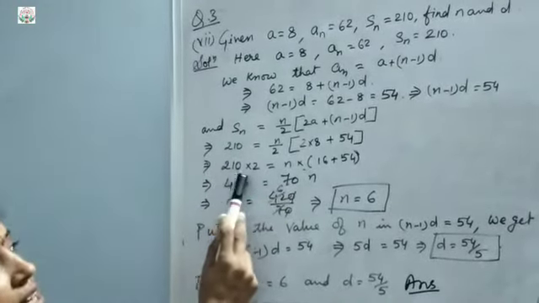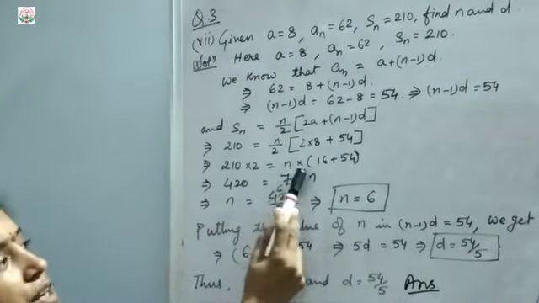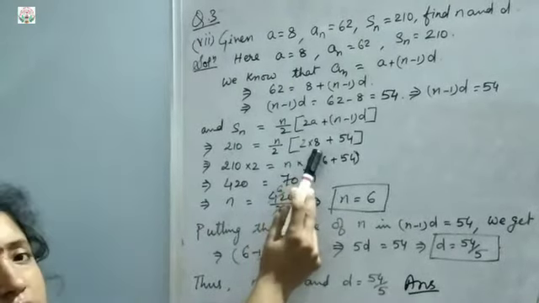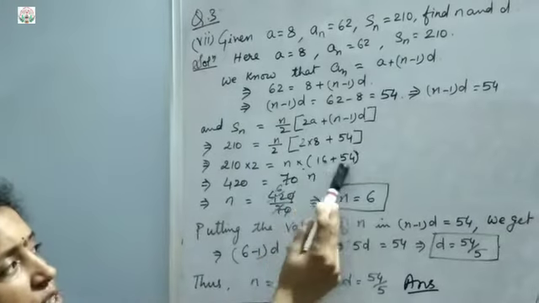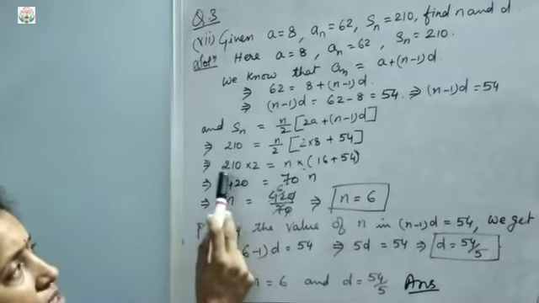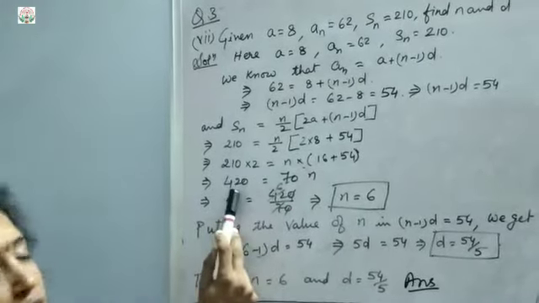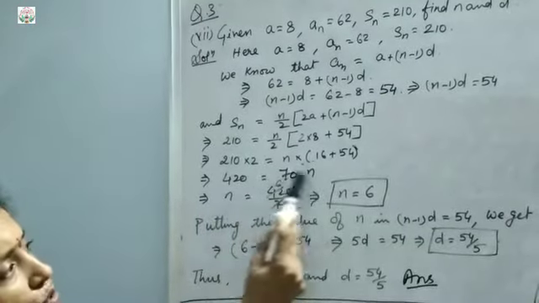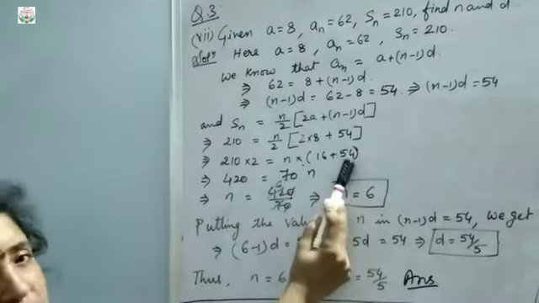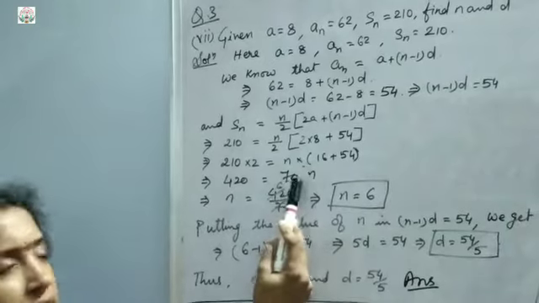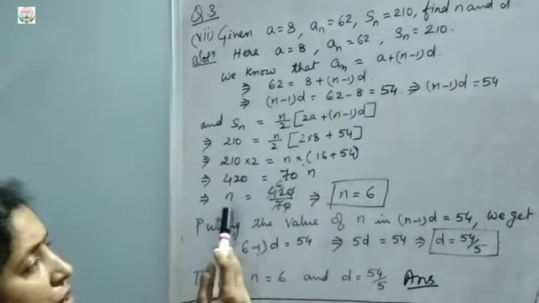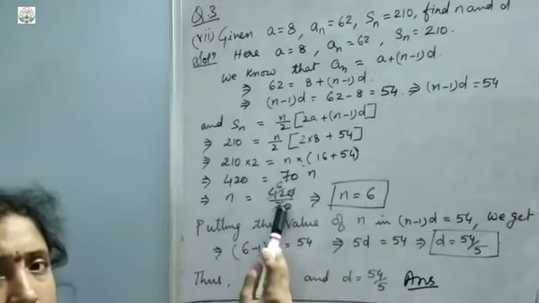So 210 into 2 equals n into 16. 2 8s are 16, 16 plus 54. So 210 into 2 will be 420 equals, now addition of 16 plus 54 will give what? 70. So 70n. So now n will be what? 420 upon 70.